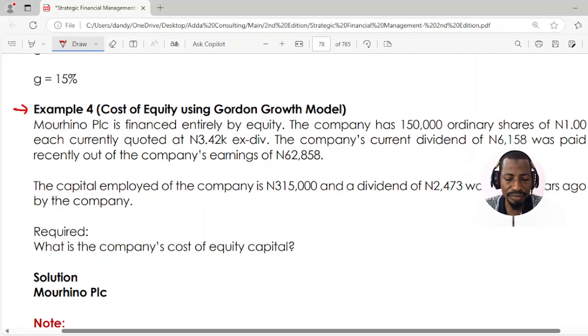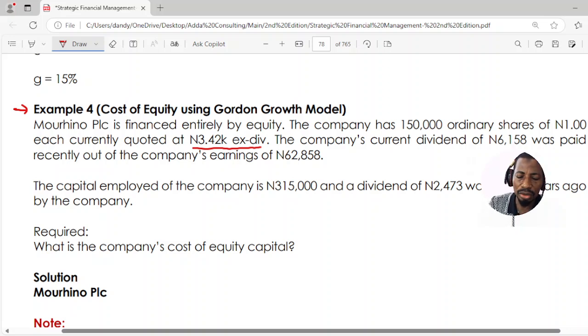Morino PLC is financed entirely by equity. The company has 150,000 ordinary shares of 1 naira each, currently quoted at 3 naira 42 kobo. So the current share price is 3 naira 42 kobo ex-div. So that means I don't need to make any adjustment on this share price. It's already ex-div.